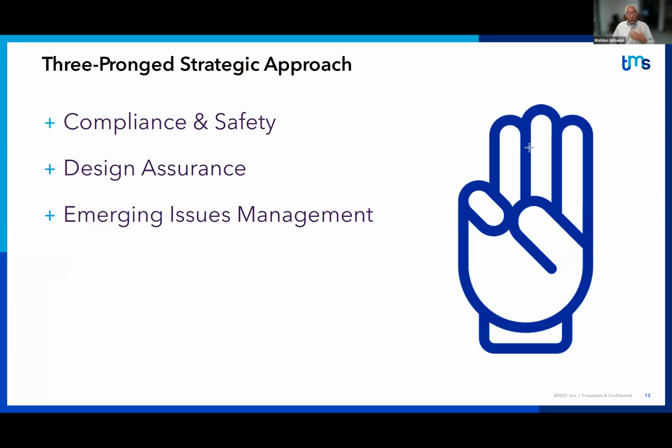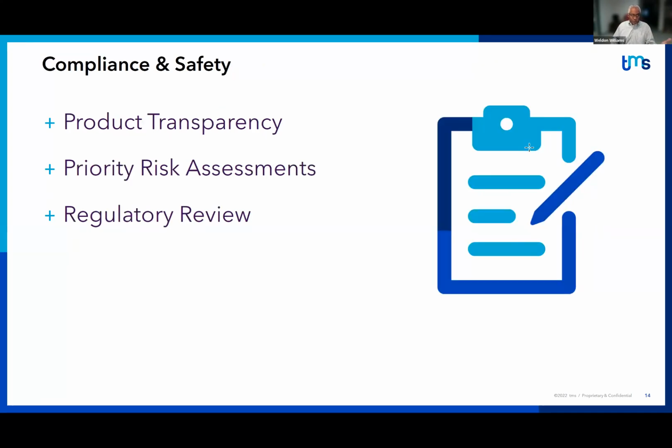And so our organization has taken what I'm calling a three-pronged approach to addressing this. The first area is focusing on compliance and safety. Second one, design assurance, i.e. how we design the packages up front. And the third one being how we deal with emerging issues, or how do we stay ahead of the legislation.